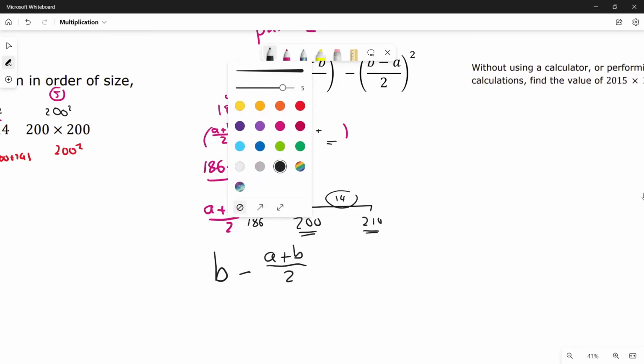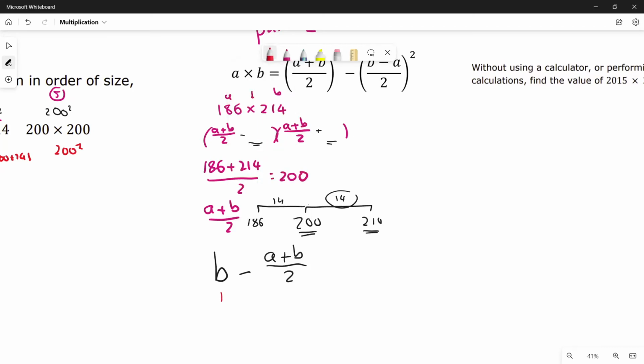Now we can simplify this. We've got B over 2 minus A plus B over 2, which is just 2B over 2 minus that, which is 2B minus A minus B all over 2, which is just B minus A over 2. It's actually the difference of the two numbers divided by 2. The difference between these two is 28. Divide that by 2, that will give me the difference between the middle and the top one.